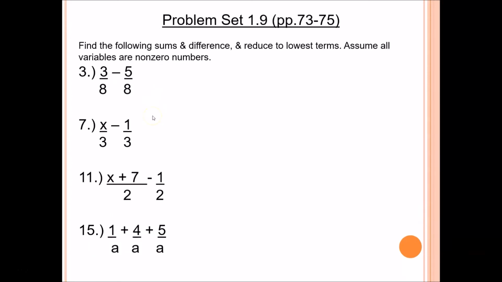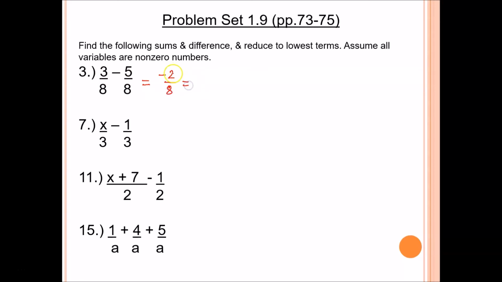Let's proceed. For the next 4 questions, we need to find their sums or differences, and then reduce to the lowest term. We're told that the variables are assumed to be non-zero numbers. Let's go ahead. The third number, 3/8 minus 5/8. We see that this is a like fraction with the same denominator. So we simply subtract 3 minus 5, which is negative 2, and we just copy 8.